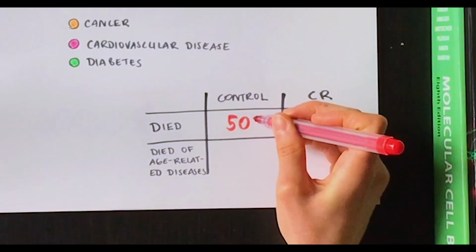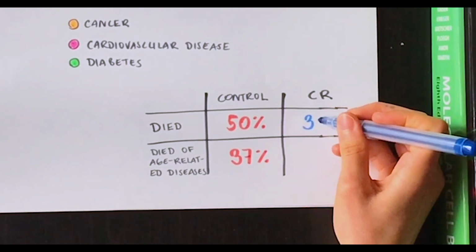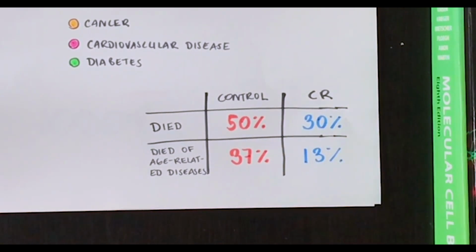Needless to say that 50% of the control animals died at the end of the study, as opposed to 30% of the calorically restricted animals, and 37% of the control animals died of age-related diseases, whilst only 13% of the animals that died with caloric restriction died with age-related diseases.